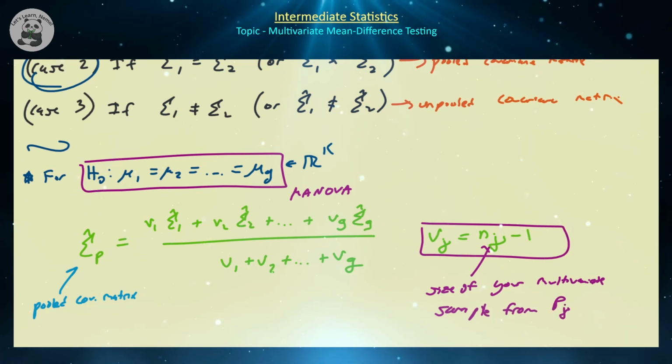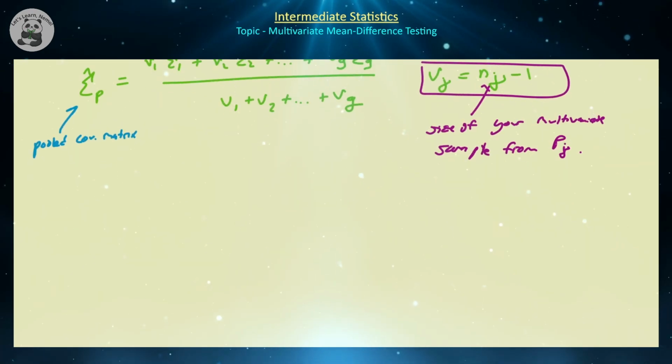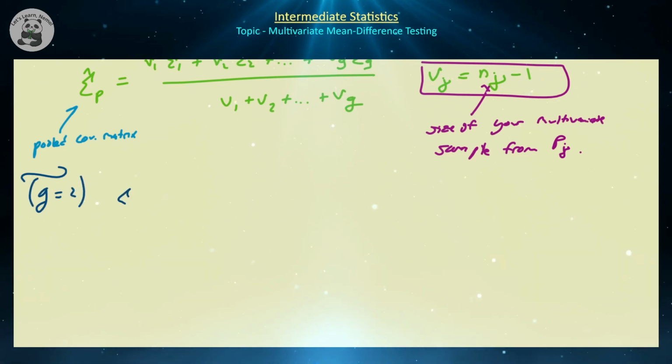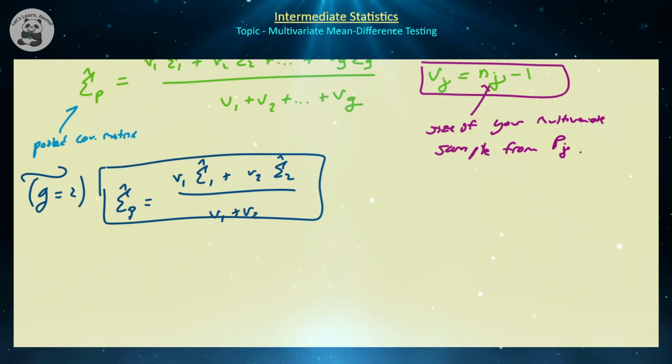from population j. But for our particular test, we don't have G populations; in our case, G is equal to 2. So our pooled covariance matrix is just going to be equal to nu1 sigma hat 1 plus nu2 sigma hat 2 divided by nu1 plus nu2. So that's our two-population pooled variance test.